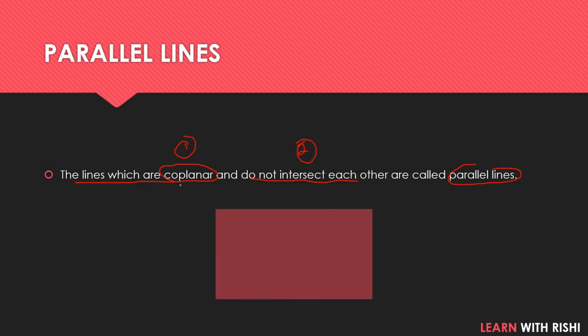Now this is my plane. This is line L. This is line M. Both the lines are lying on the same plane, which means line L and line M are both coplanar, so my first condition is satisfied. Also, both the lines do not intersect each other, so my second condition is satisfied. So I can say line L is parallel to line M.